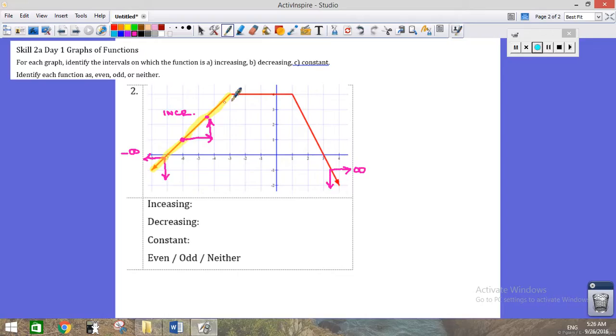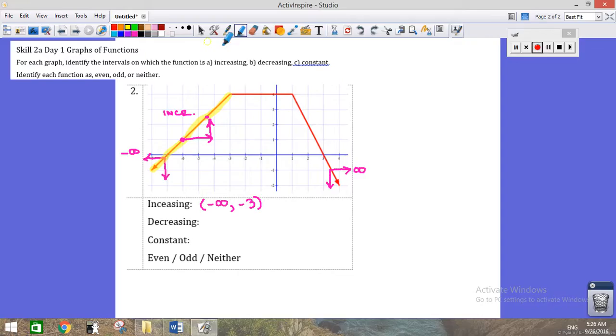We can describe this highlighted region of the graph as being from x's negative infinity to -3. Alright, so pick any 2 points on the graph that have x coordinates that are less than -3, and it's guaranteed that for those 2 points, as x increases, y will also increase.